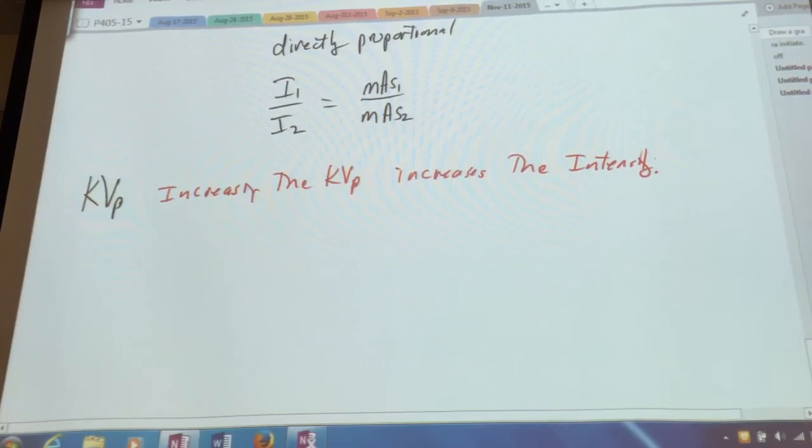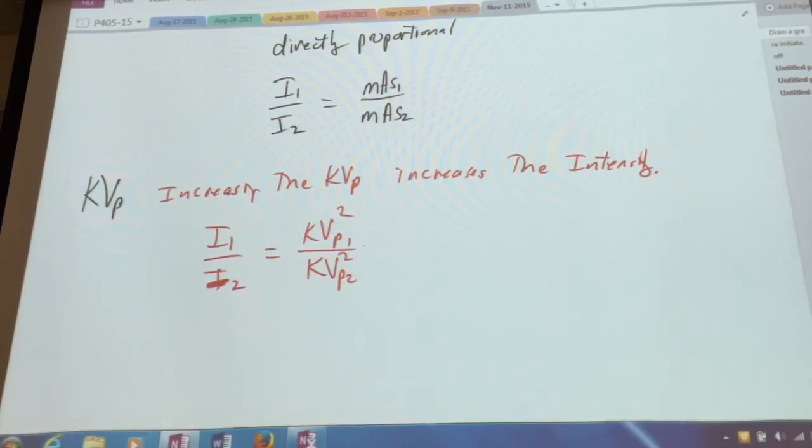So increasing the kVp increases the intensity, but it's not directly proportional. It goes as the square. We're going to play around with those, but we've got one more factor that will affect the intensity.